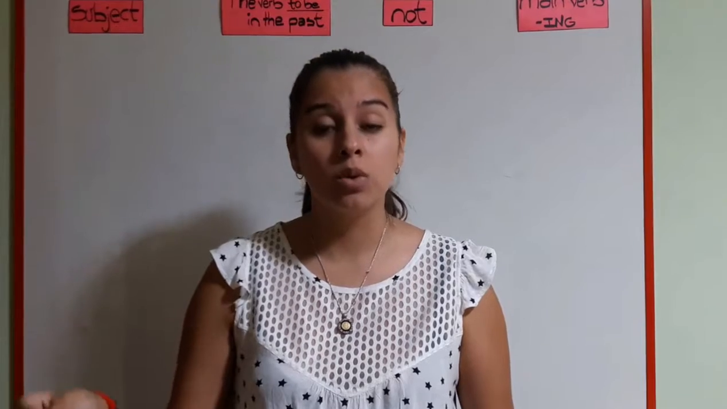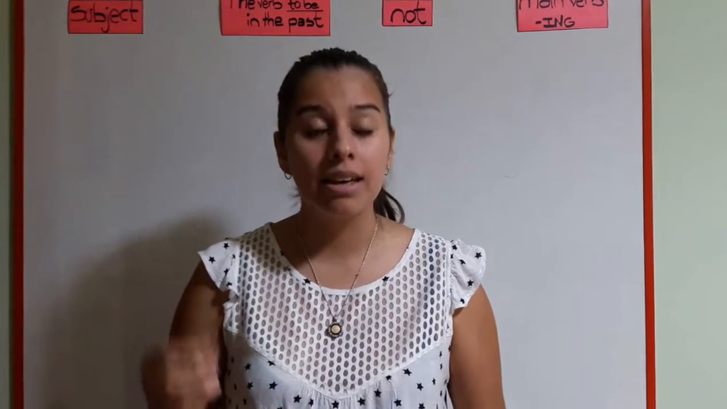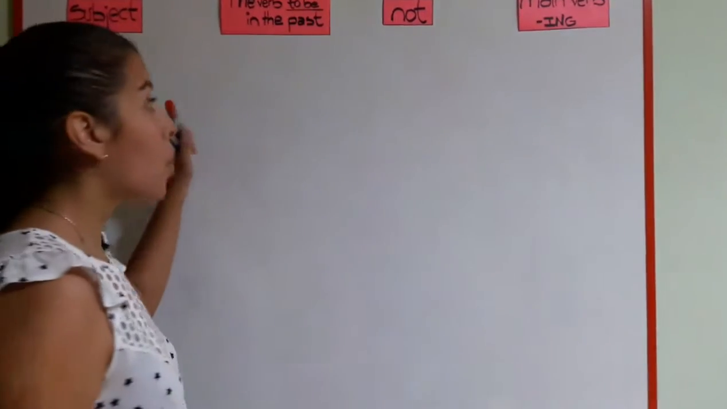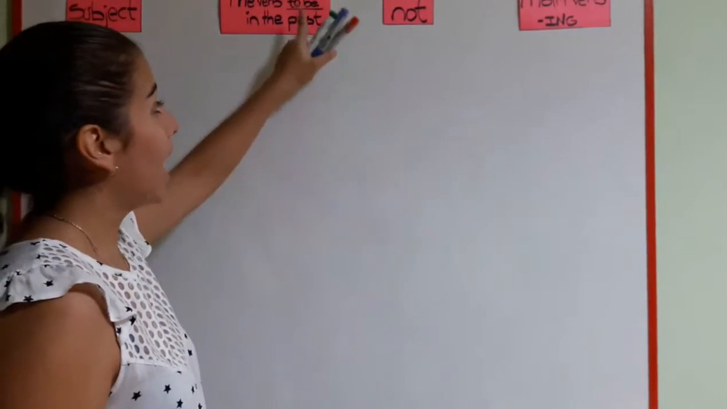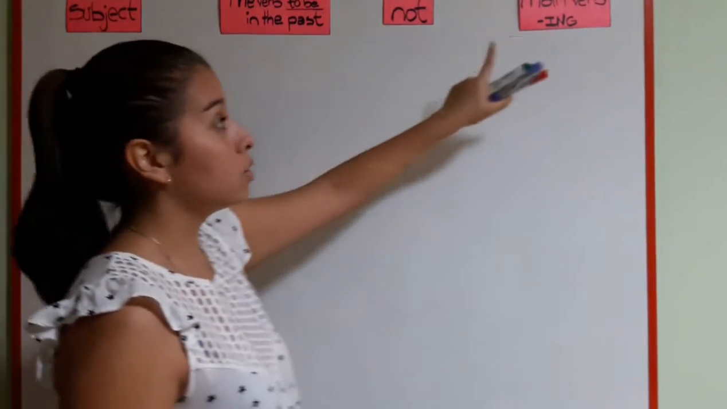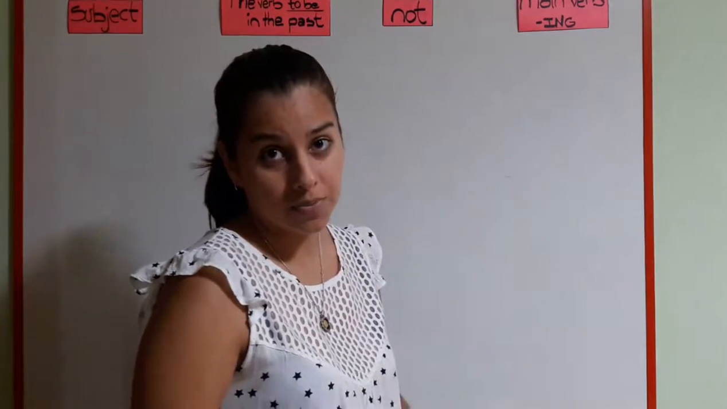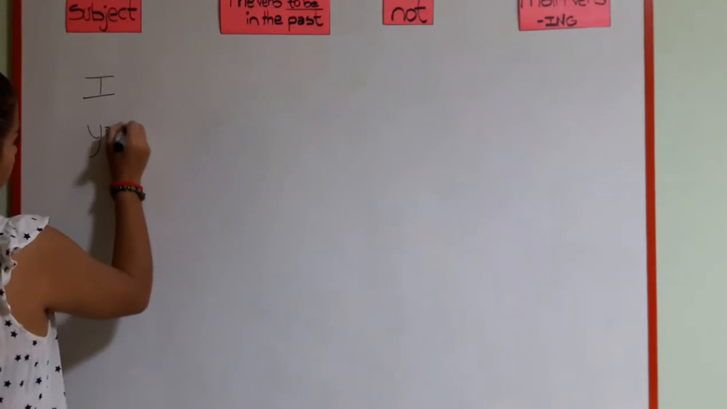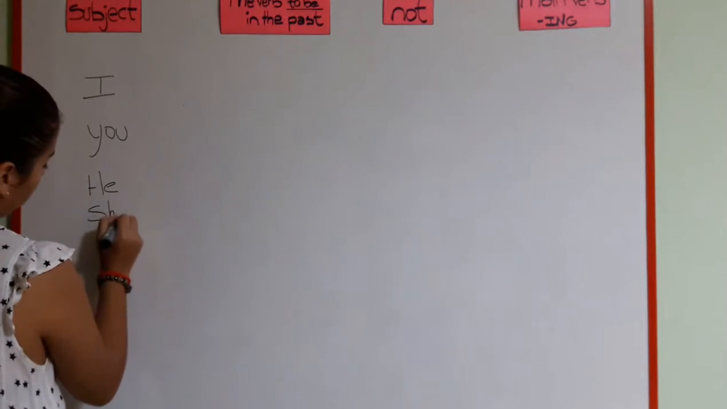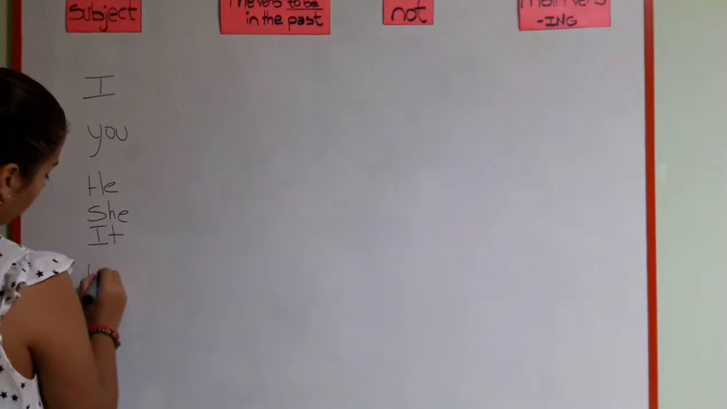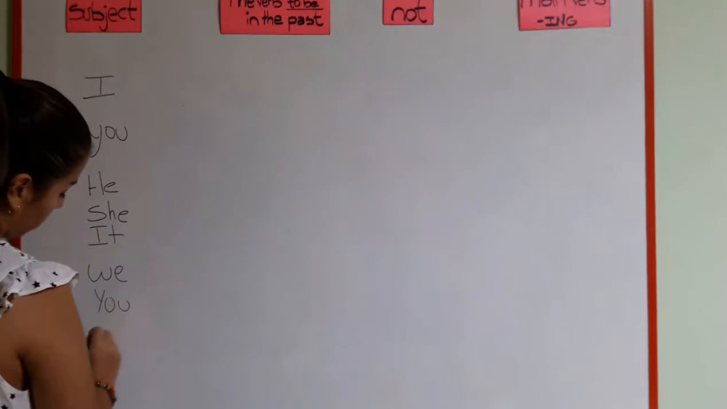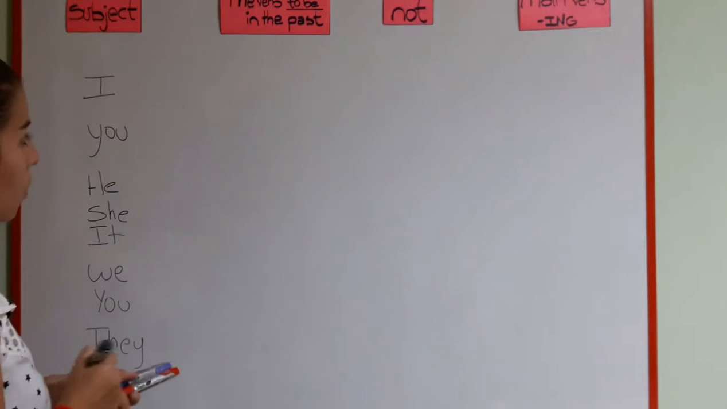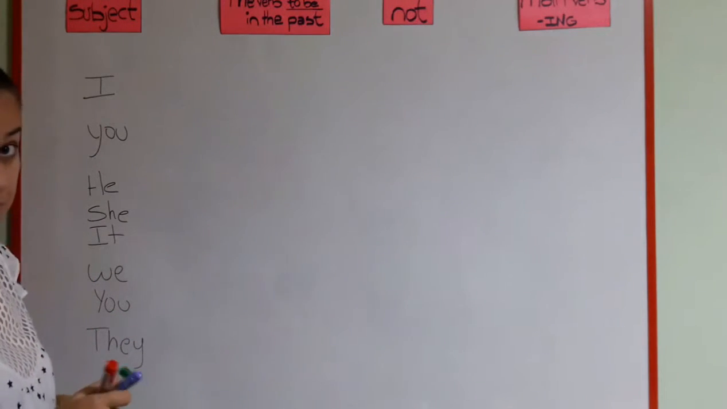Now, we are going to see how to form negative sentences in the past continuous. Yes? We need a subject. We need the verb to be in the past. We add not to the verb to be. And we need the main verb with ing. Okay? Subject: I, you, he, she, it, we, you, they.